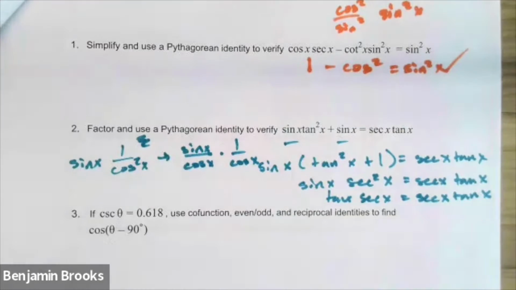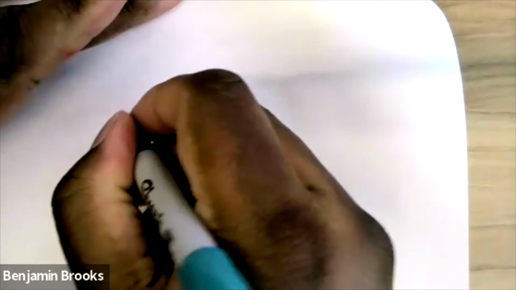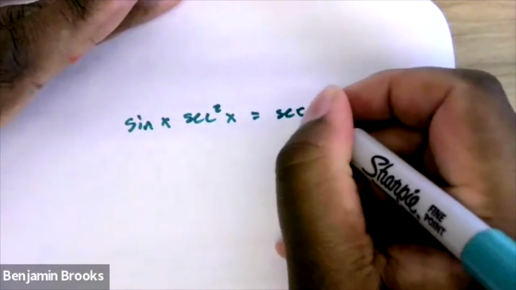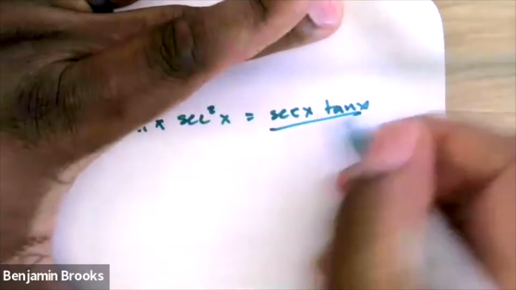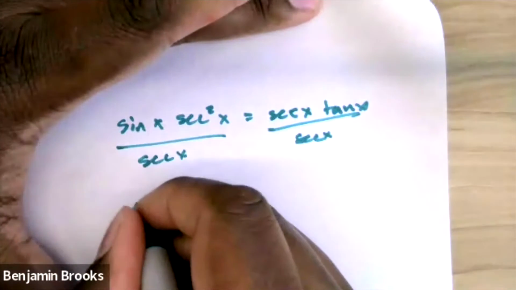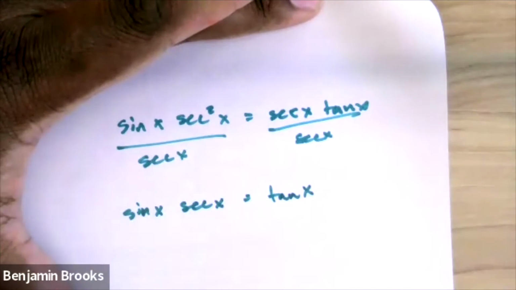Yeah, that verifies too. For those of you who didn't quite understand what was going on, I'll show it to you. Basically, he took the idea, he had sine x secant squared x equals secant x tan x. And he said, hey, if I divide secant by both sides, I'd have sine x secant x equals tan x, which would be absolutely correct.